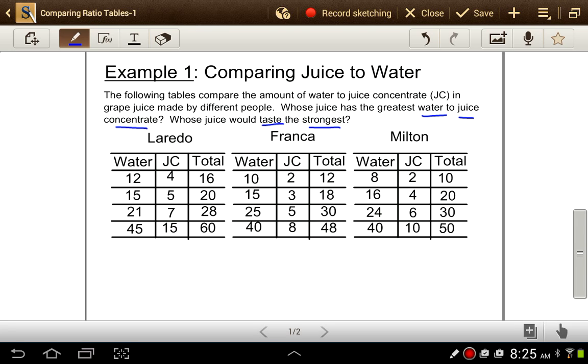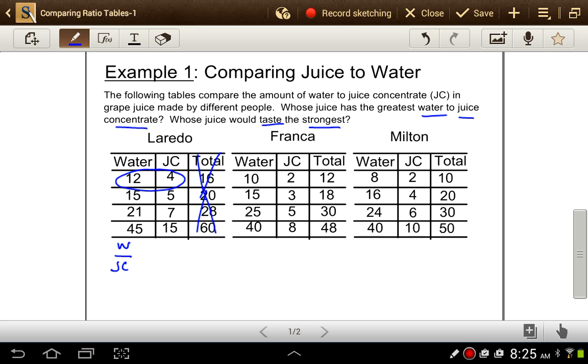So what I'm going to do for my tables is, on each table, pick one section, because if it's a table, they should all be proportional. For Laredo here, I'm going to choose 12 and 4. I'm comparing water to juice concentrate, so I don't care about the total because I'm not comparing them. I'm going to find the value of the ratio for each table, and it should be the same in each section, so it doesn't matter which section you choose.